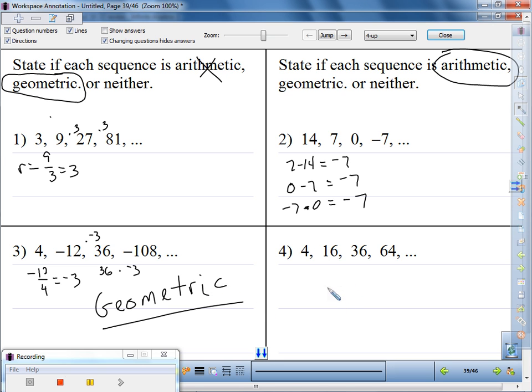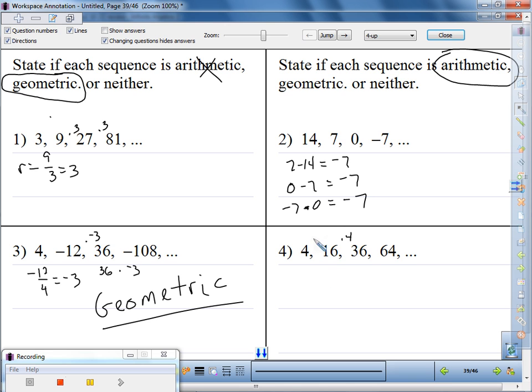Alright, and then finally, number 4. To get from 4 to 16, I either add 12 or multiply by 4. Let's see if I can get to the next term by either adding 12 or multiplying by 4. If I multiply 16 times 4, I get 64. That doesn't give me 36, so it's not geometric.